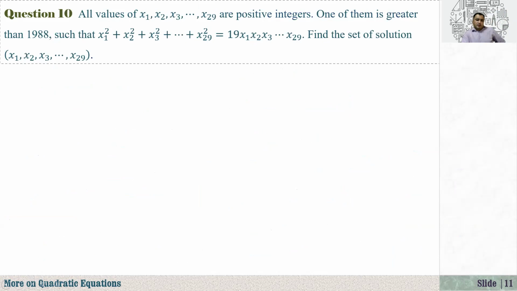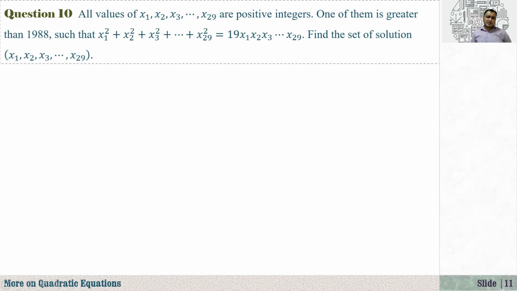All right, we have the last question. It's quite a challenging question. All values of x1, x2, x3, up to x29 are positive integers, and one of them is greater than 1988, such that x1 squared plus x2 squared plus x3 squared plus dot dot dot plus x29 squared is equal to 19 times x1 x2 x3 up to x29. They're all multiplied together. Find the set of solutions.